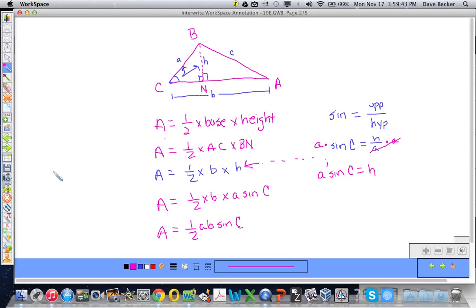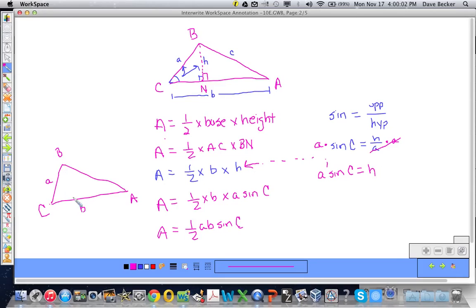Okay. And if you just look at it real quick, I'm going to redraw this triangle. That's a horrible triangle there. I don't care. A, B, C, capital C. Little a is here, and little b is here. So to use this formula, you have to have two sides of a triangle, and then the angle that those two sides form.